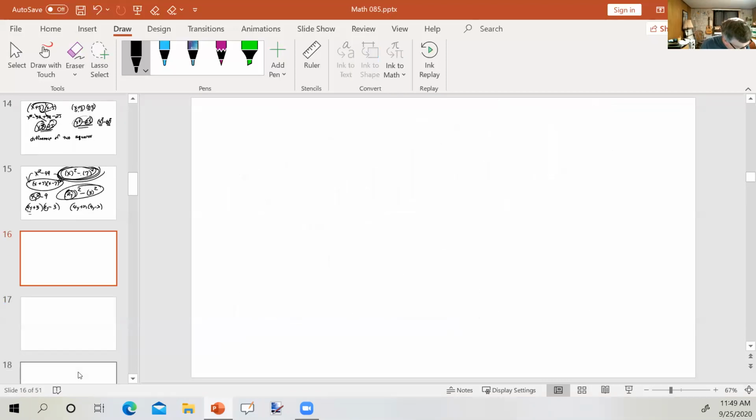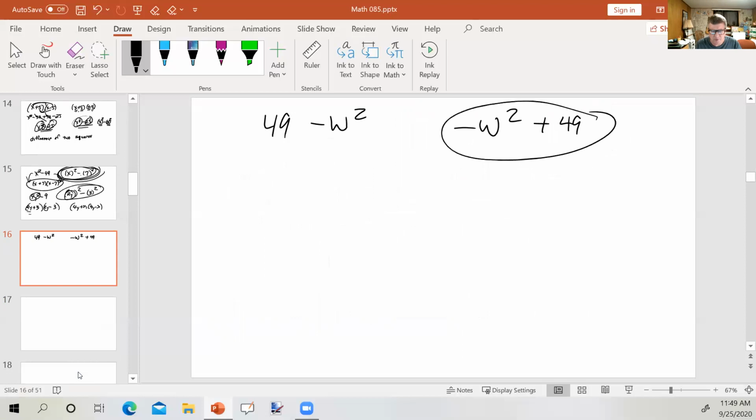All right. How about this? 49 minus w squared. Is that the difference of two squares? Would it be yes, because you would flip it around? Let's not even flip it. Well, hold it. If we flipped it, if it has a negative, would that matter? Well, let's go back a little bit. You said flip it around. That would give you this, right? Is that the difference of two squares?